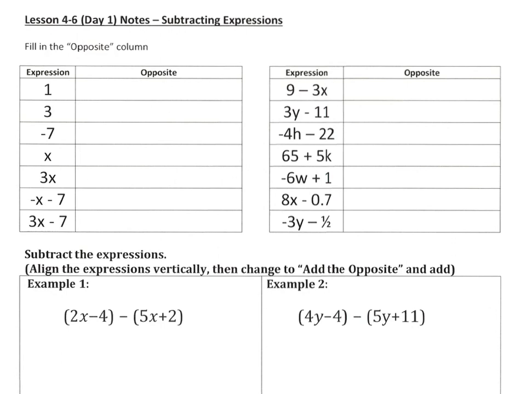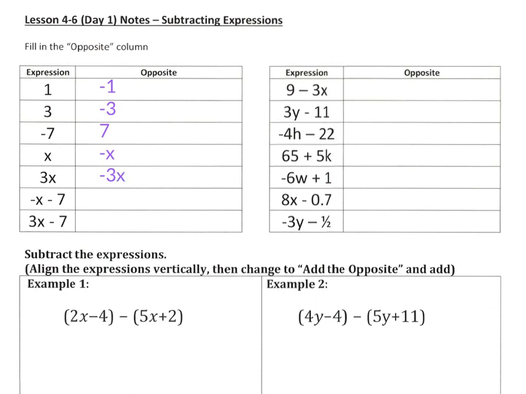So when I look here, the first thing I see is a 1. The opposite of 1 would be, so I write the negative 1 there. The opposite of 3 would be a negative 3. The opposite of a negative 7 would be a positive 7. The opposite of x would be negative x. The opposite of 3x would be a negative 3x.